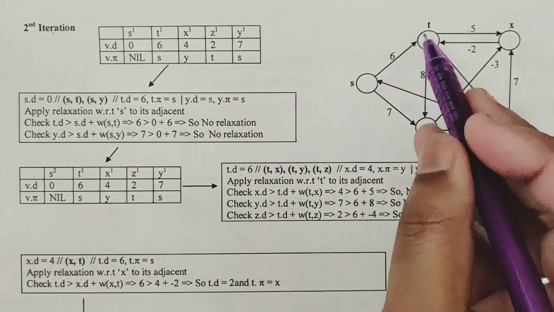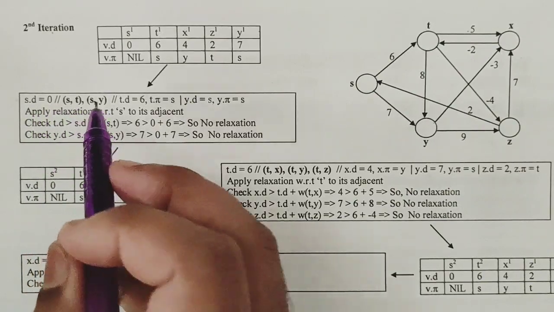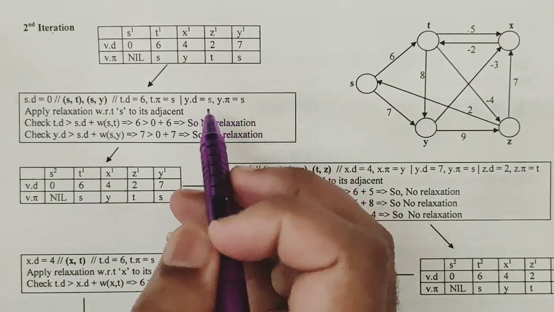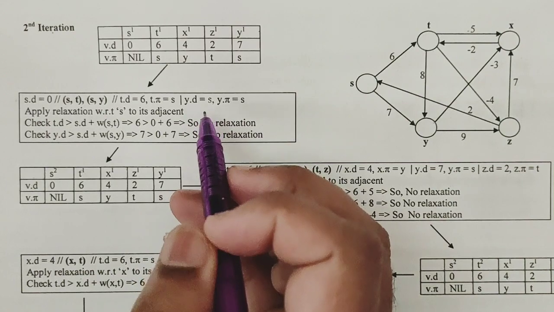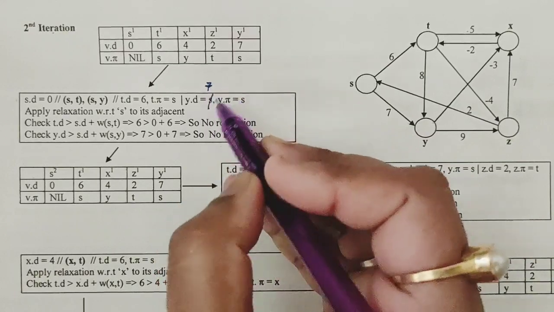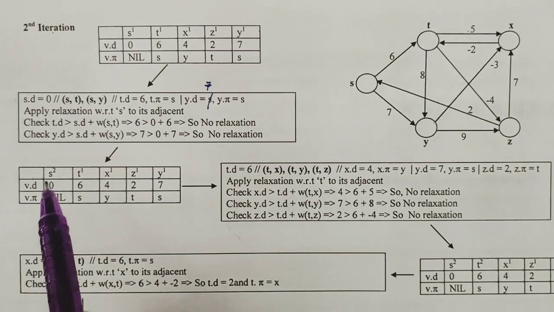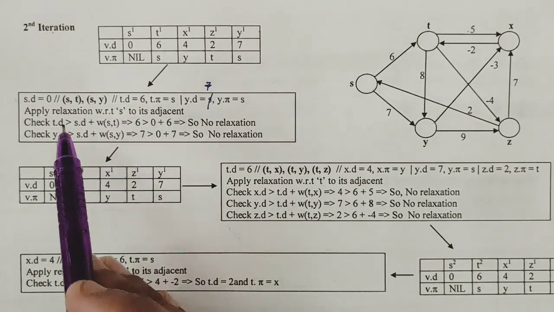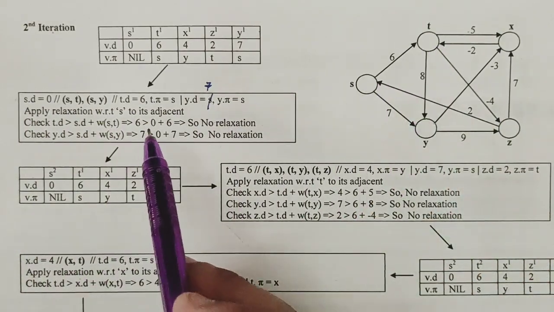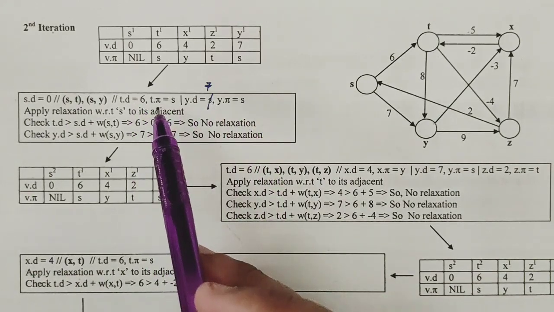So let us pick up the first two edges, s2t and s2y, using their d values. For t, the d value is 6 and pi value is s. For y, the d value is 7, sorry, it is a mistake, it is 7, and y dot pi is s. Okay, so you have to check it. T dot d, which is 6, greater than s dot d 0 plus w of s to t, which is 6? 6 greater than 6 is false, so no relaxation. No change of d and pi value for t.